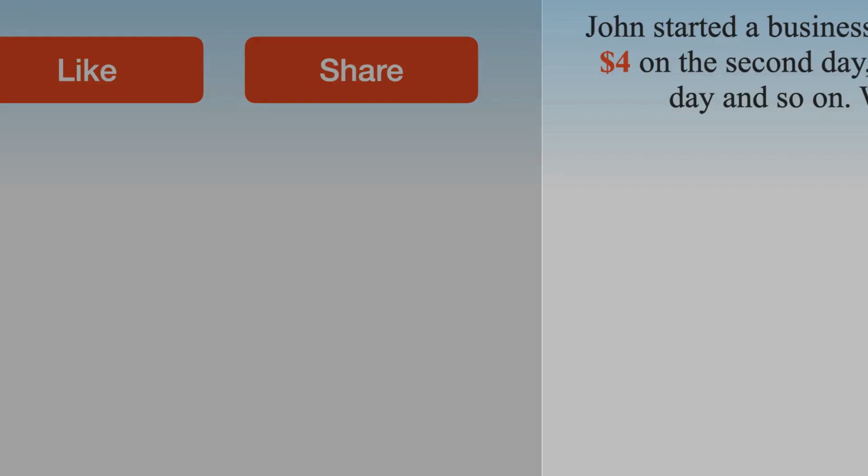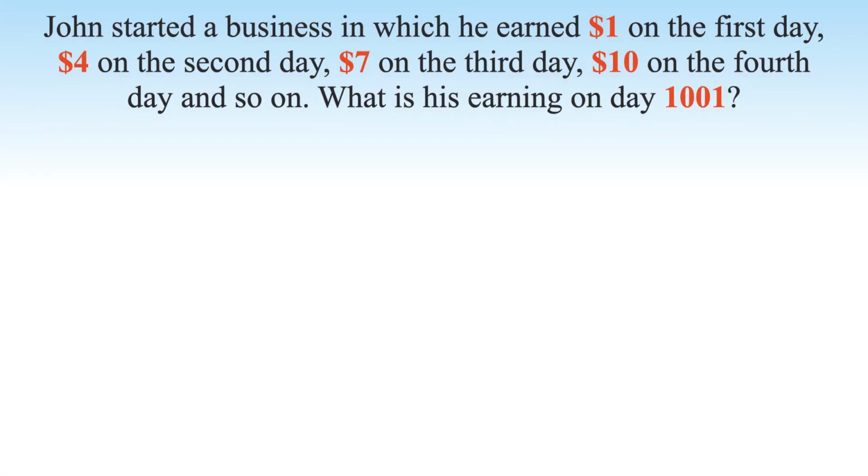We can solve this problem by using simple math concepts. Let me explain the solution now in detail. According to the question, John started a business in which he earned $1 on the first day, $4 on the second day, $7 on the third day, $10 on the fourth day, and so on. The thing that is unique about the question is that each day his earnings increased by 3.